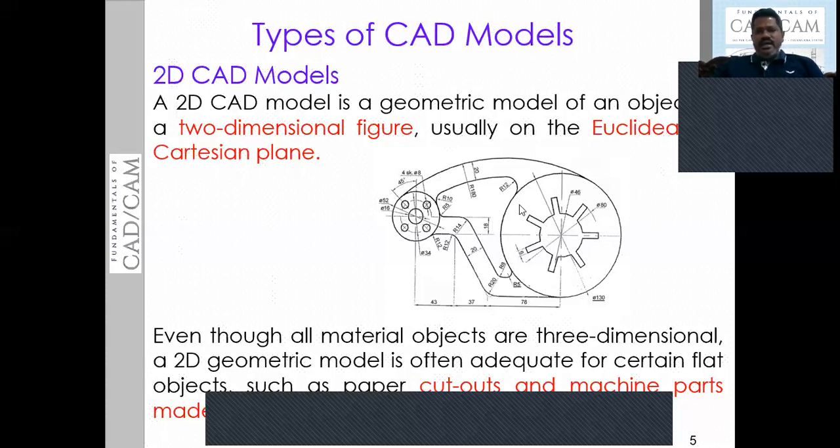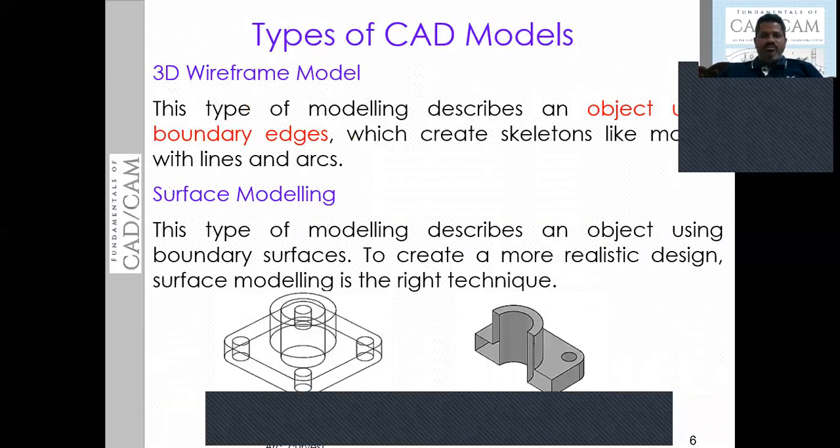So these 2D CAD models have some advantages and disadvantages. These 2D CAD models are used for representing cutouts, paper cutouts, and sheet metals, simple objects. These are very flexible in drawing, but whenever we want to represent the entire information of the component, these 2D CAD models are not useful. So let me move to the other types of CAD models.